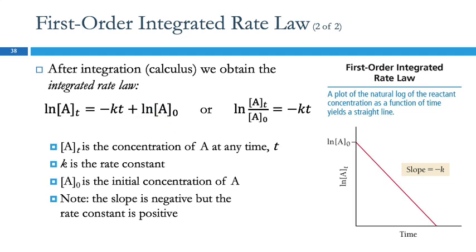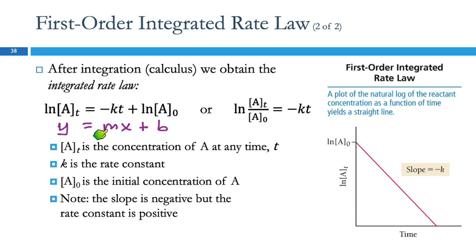Okay. When we have this, we can graph the natural log of A versus time. And in this first one, it's set up in linear form. So y is equal to mx plus b. So on the y-axis, we have the natural log of A. On the x-axis, we have time. So t here is our x variable.